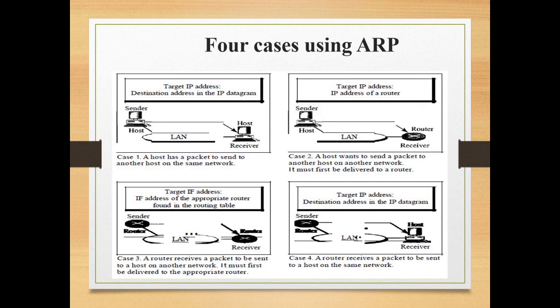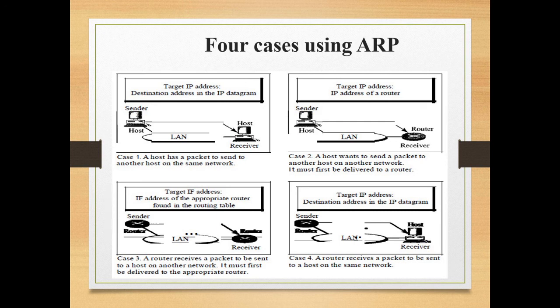Second case is the sender is a host and wants to send a packet to another host on another network. In this case, the host looks at its routing table because the receiver is on another network. So it finds the IP address of the next router for this destination. If it does not have a routing table, it looks for the IP address of the default router.